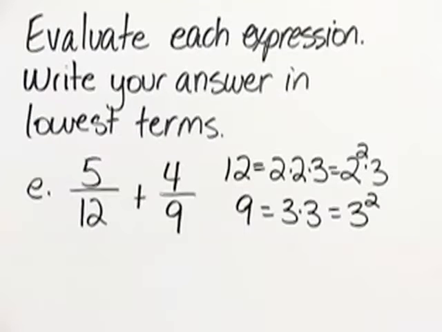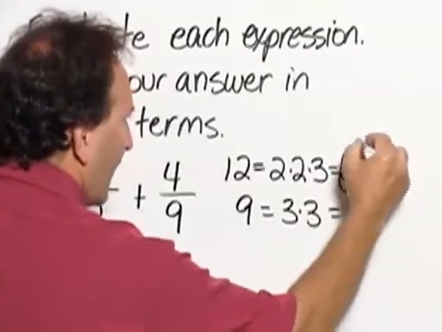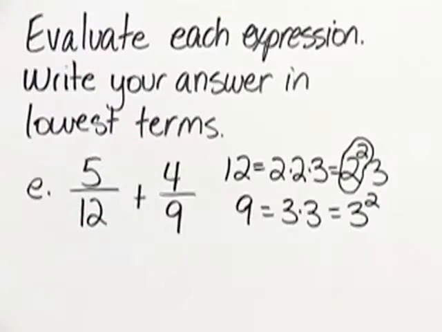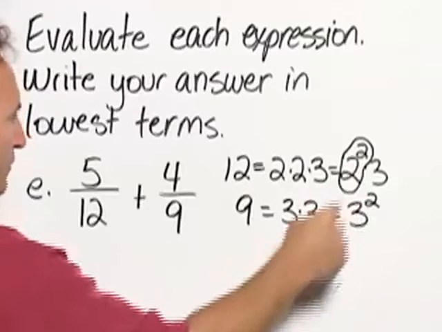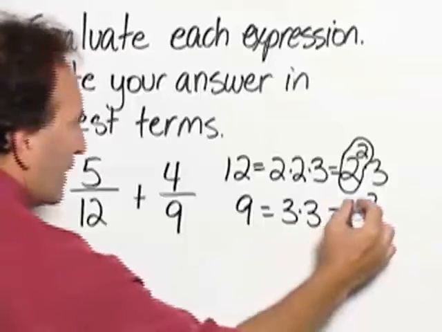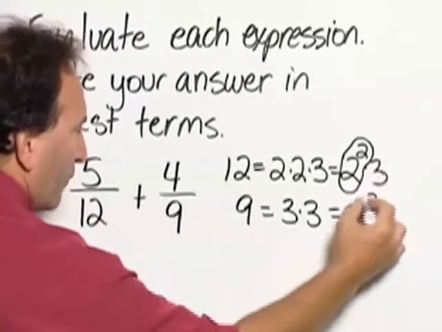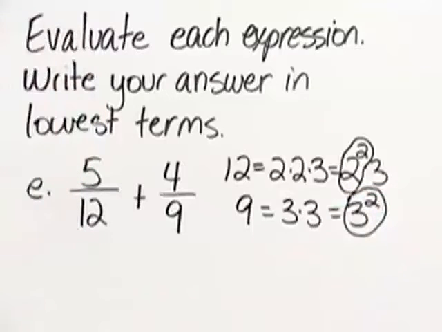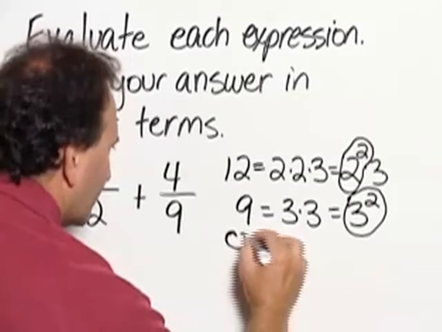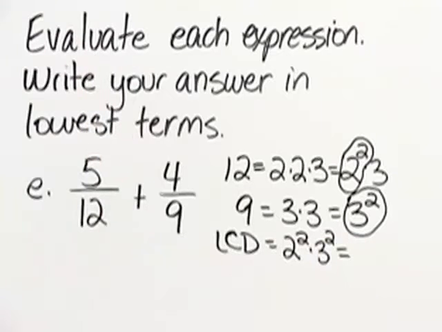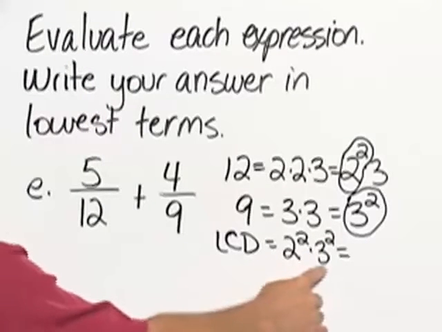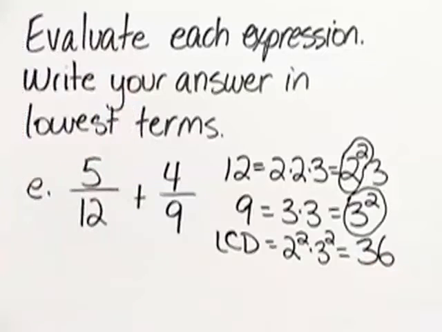Now for the LCD, we take the factors that have the highest power for each type of factor. Now there's only one 2, and it's 2 squared, so we're definitely taking that. The 3's, we have 3 to the power of 1 and 3 squared, and therefore we take the 3 squared. Our LCD, therefore, is 2 squared times 3 squared, which is 4 times 9, which is 36.